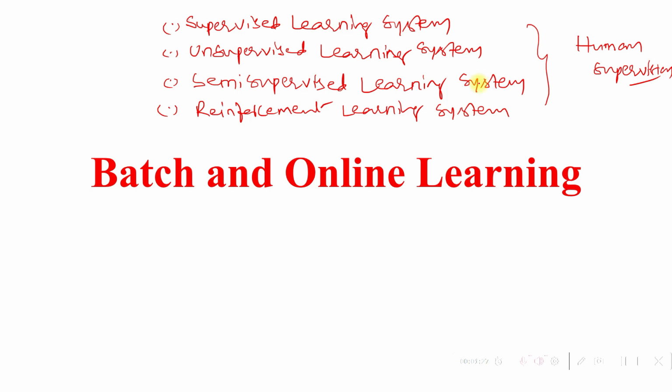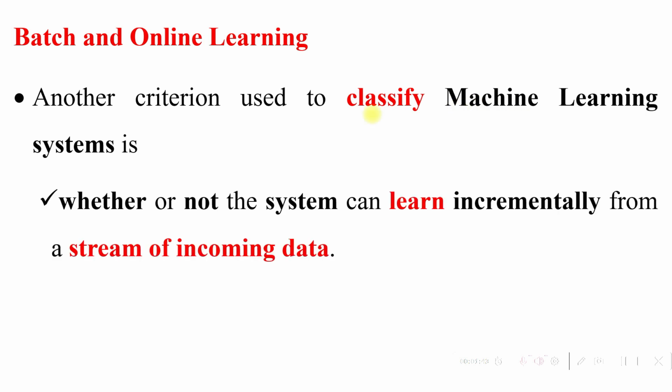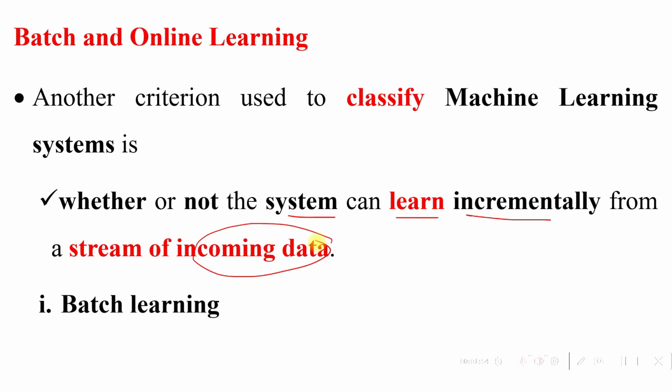In this video, we are going to see one more type of machine learning systems, that is batch learning and online learning. We classify machine learning systems by whether or not the system can learn incrementally from a stream of incoming data. So it is classified into two types: one is batch learning, and second one is online learning.